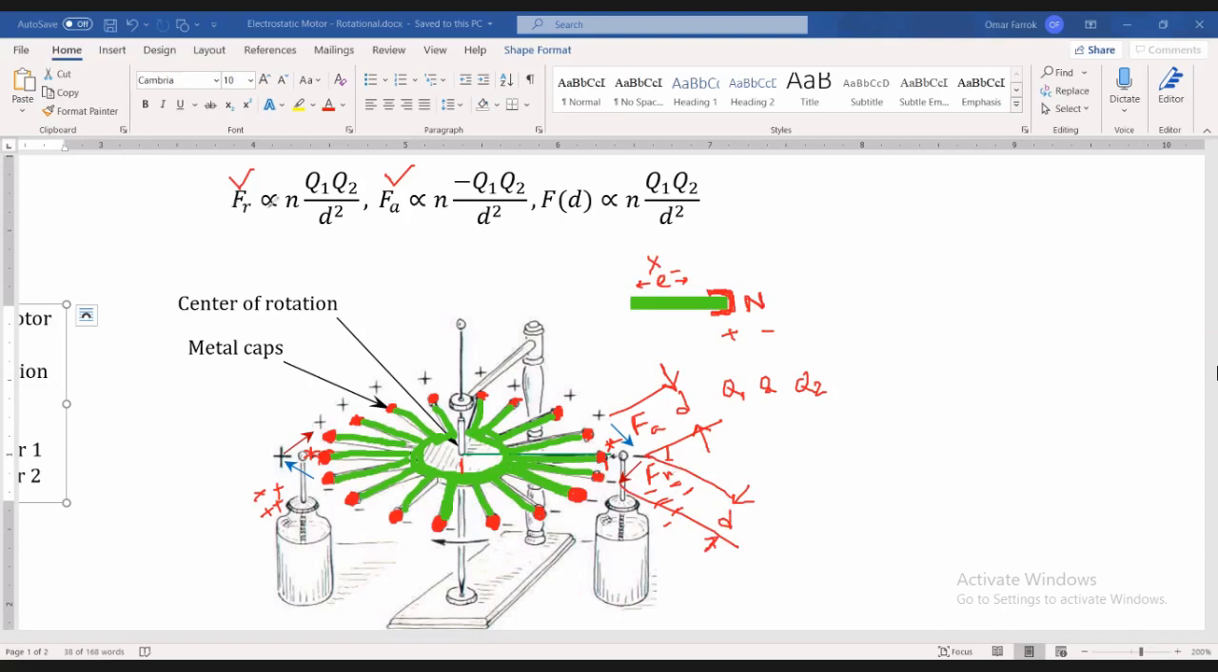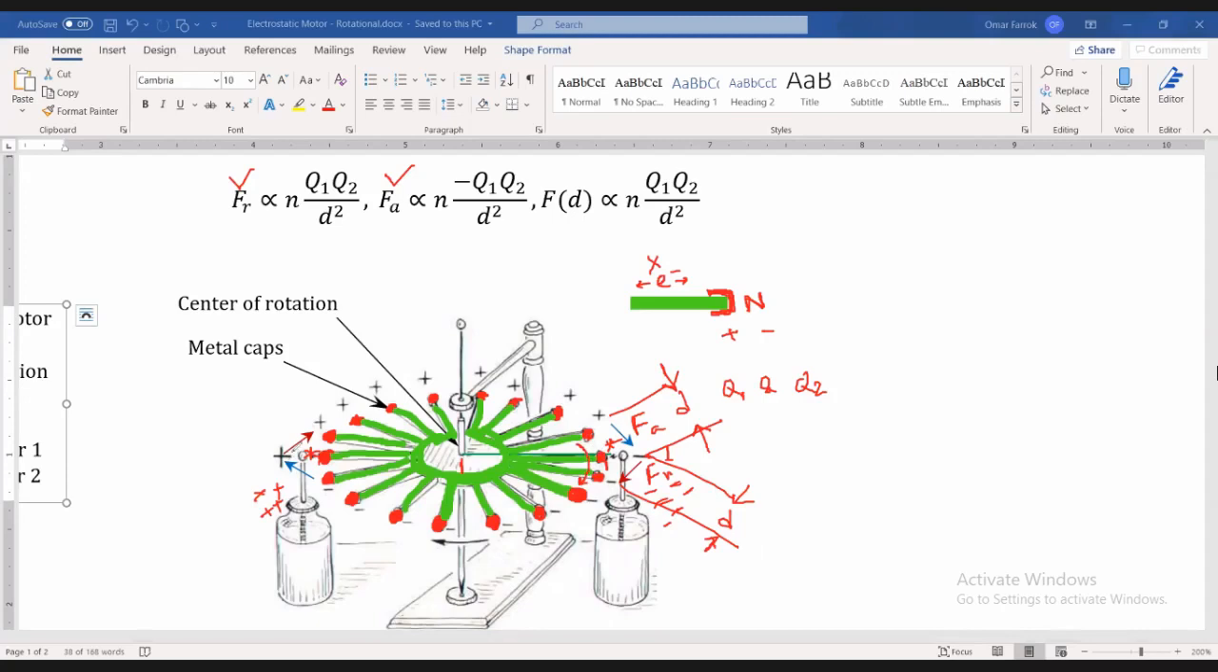So the FR and FD, sorry, FA, not FD. FA is the attraction force and FR is the repulsion force. So FA and FR would work together here, and it would tend the motor to rotate in clockwise direction, just like the arrow. I am giving an arrow here.